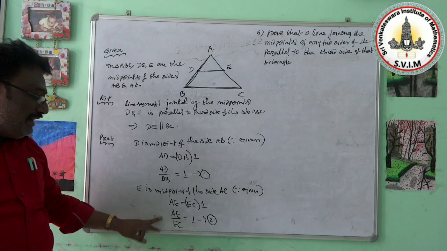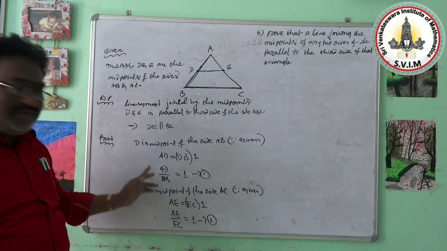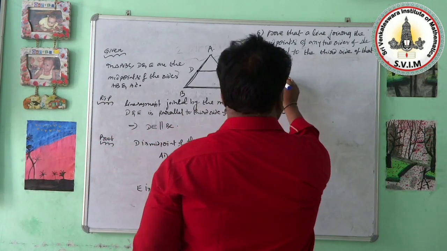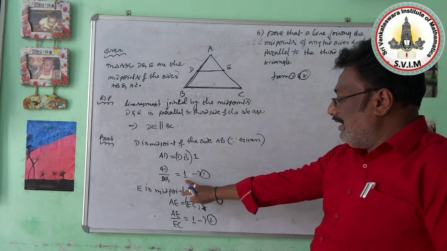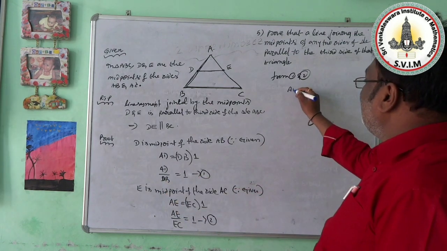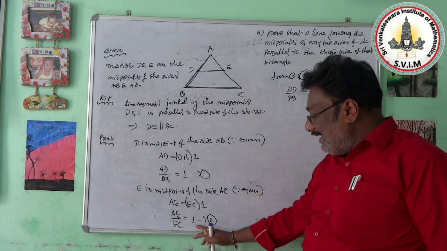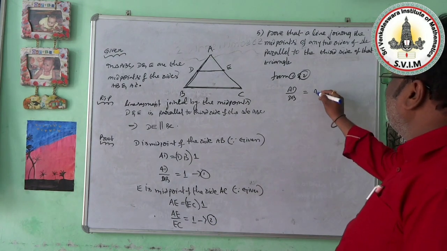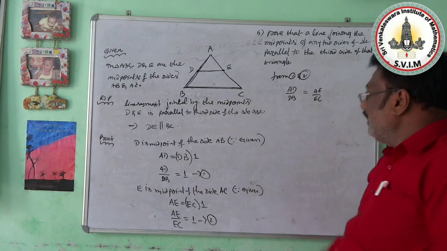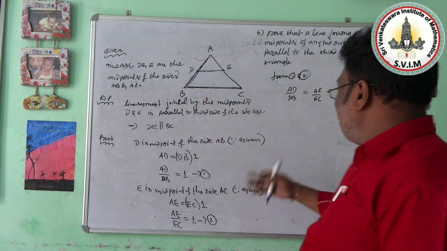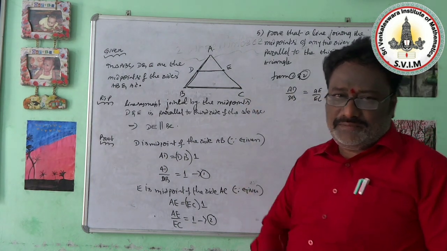In these two equations, their respective right hand sides are equal. According to that, we may equate their respective left hand sides. So from 1 and 2, the left hand side of the first equation is AD by DB, that is equal to the left hand side of the second equation, AE by EC. Now we need to check this ratio in the problem. AD by DB is equal to AE by EC. So here, this is nothing but the concept of converse of the basic proportionality theorem.